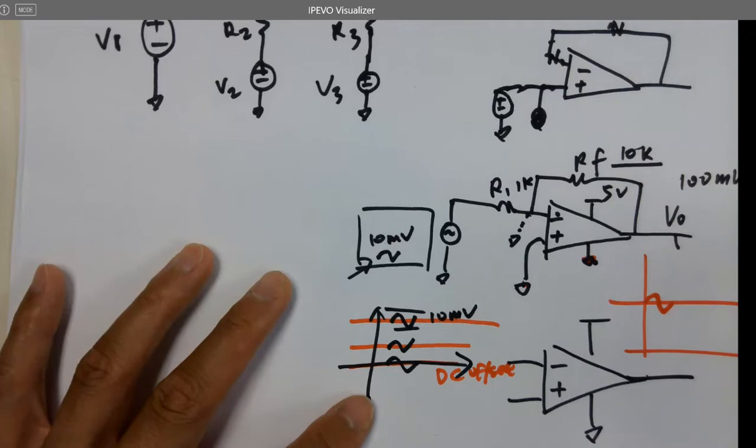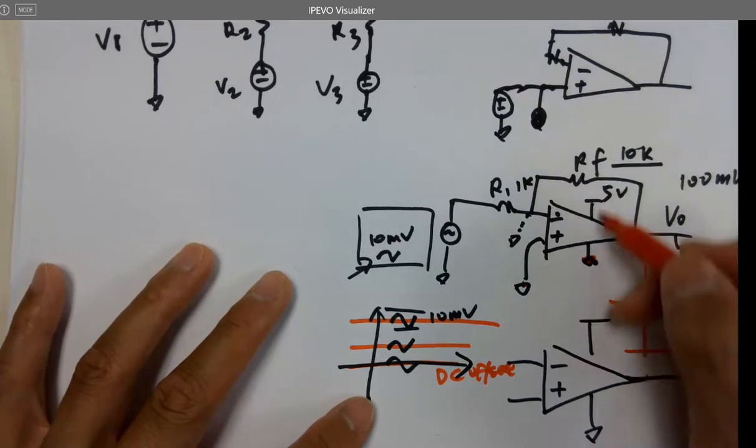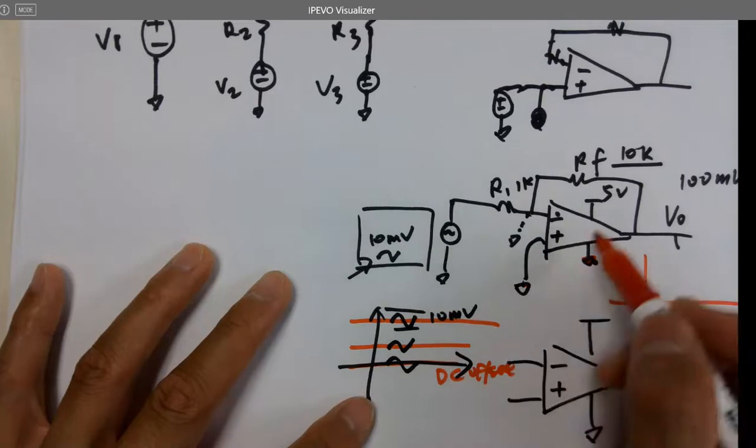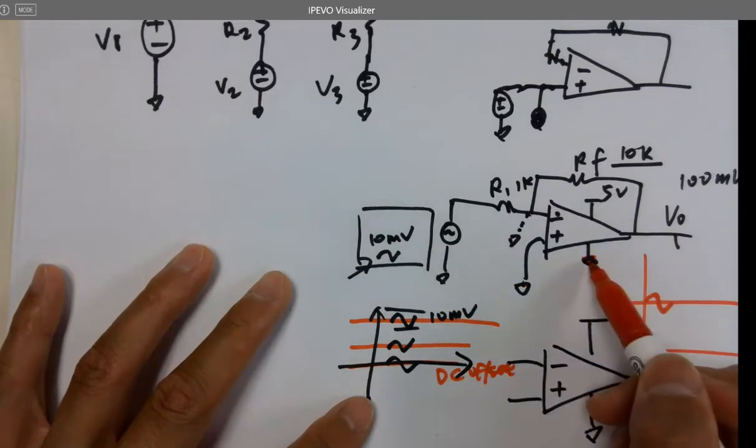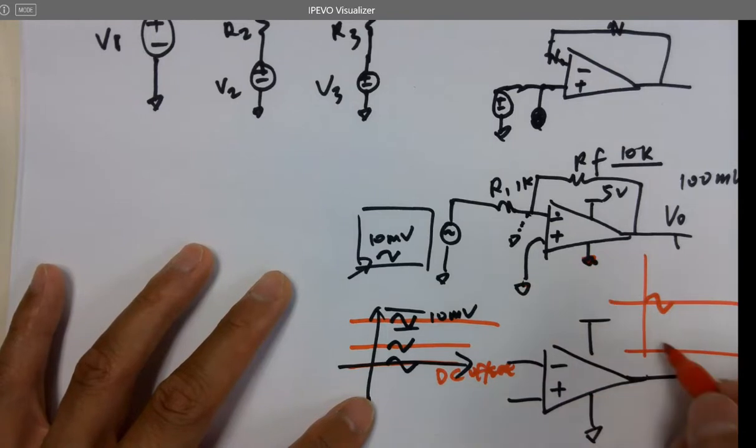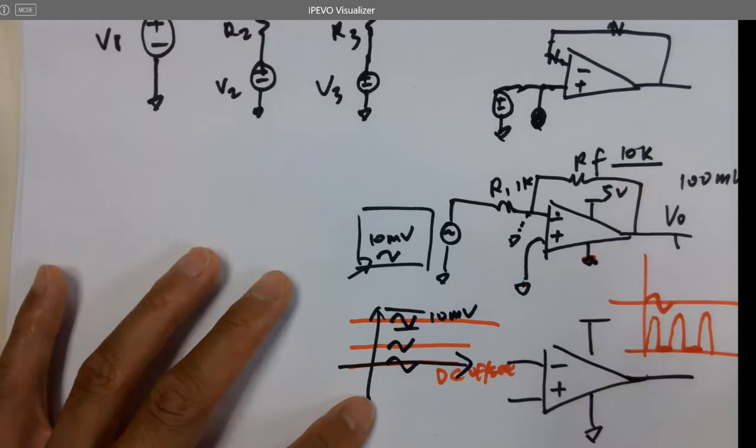You can see it. However, for the output, because it's being fed into the amplifier, and you do not have a negative power rail here, the lowest potential we have is 0 volts. So it's going to amplify by 10 times, and it's going to cut the negative swing. This is what you're going to see.